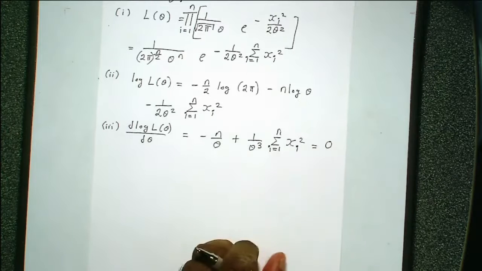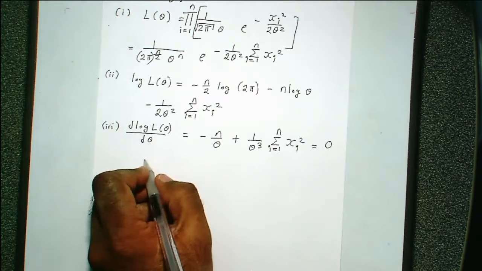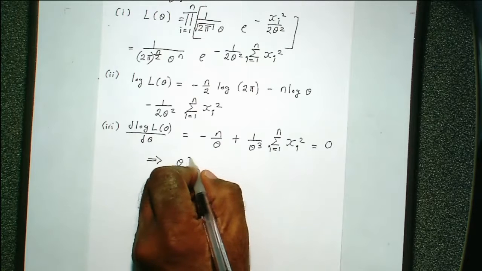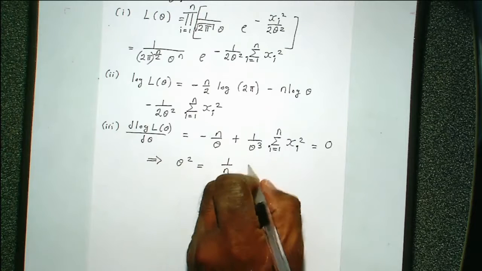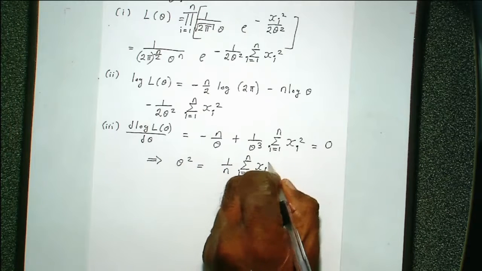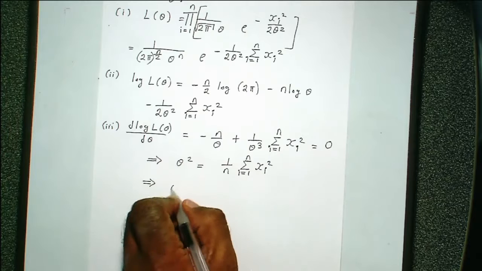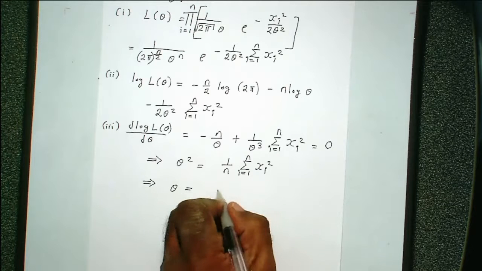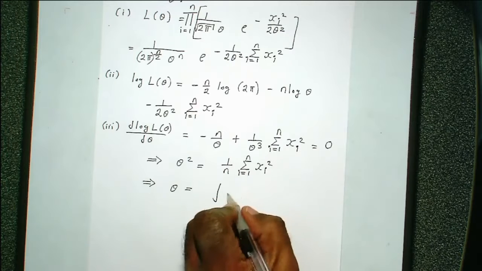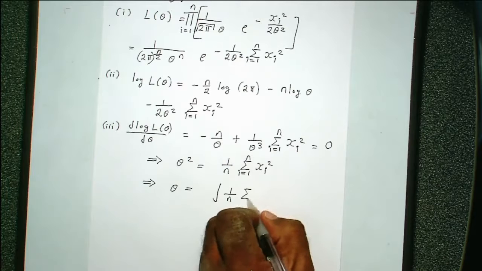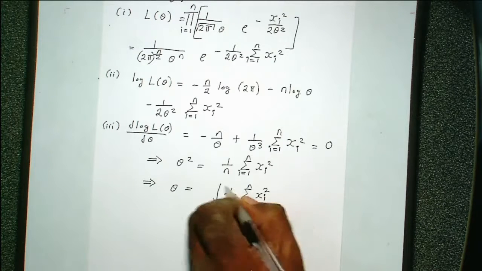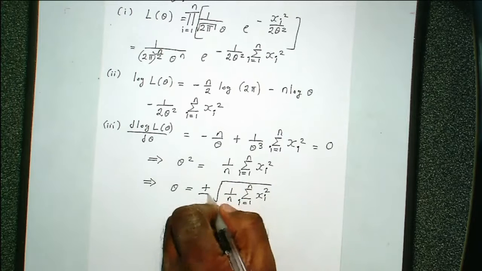You get, if you solve this equation, theta squared equal to 1 over n times the sum of this. So theta is equal to the square root of 1 over n times the sum, which is actually plus or minus the square root.